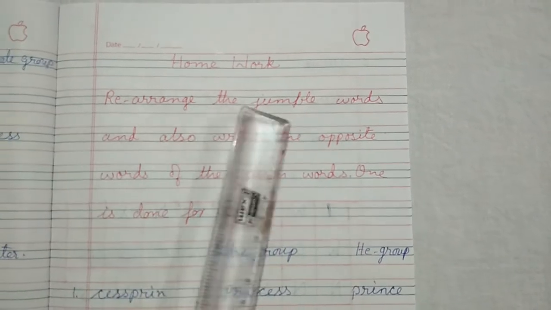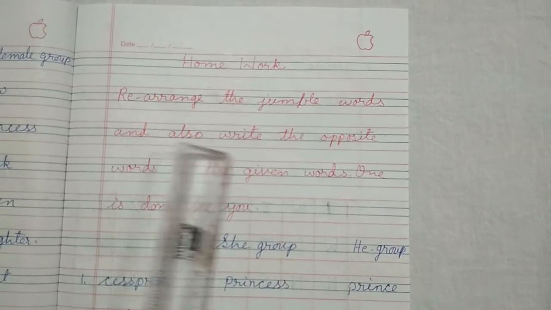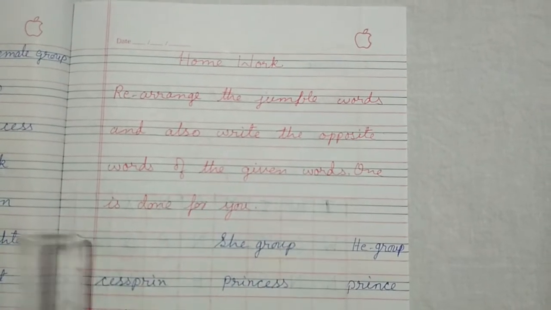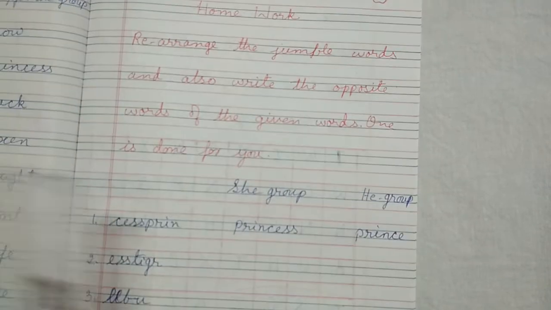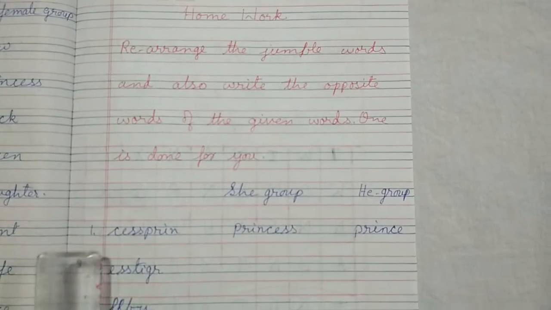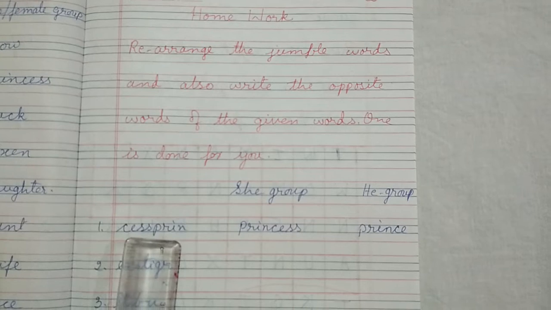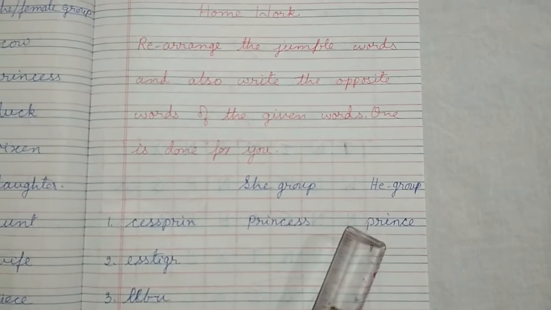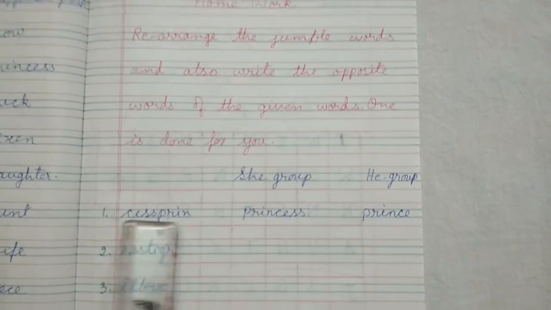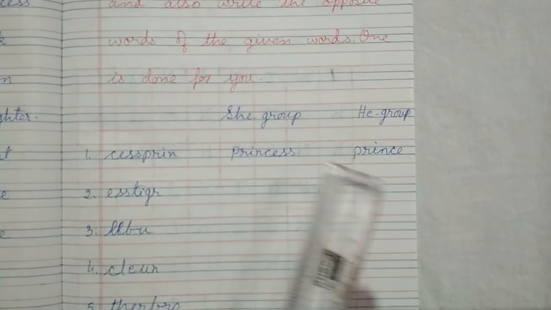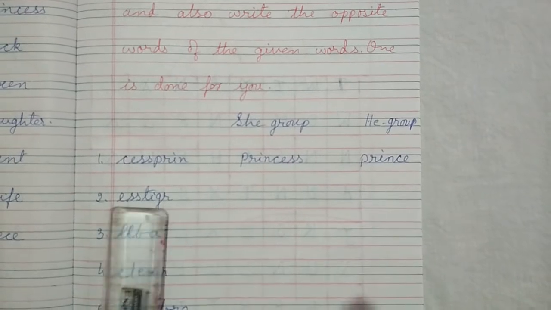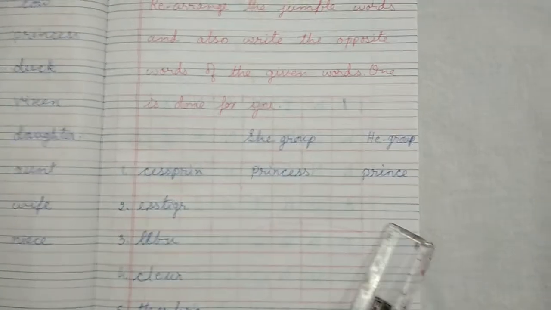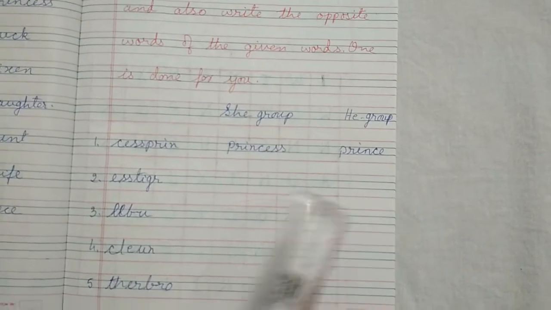Now homework: rearrange the jumbled words and also write the opposite words of the given words. One has been done for you. Now she group and he group. Here some jumbled words are given. You have to correct these words and you have to write them. And again, you have to write the he group also. So this jumbled word becomes princess and the he group will be prince. Now this is tigress. So you will be writing here tigress and the he group will be tiger.